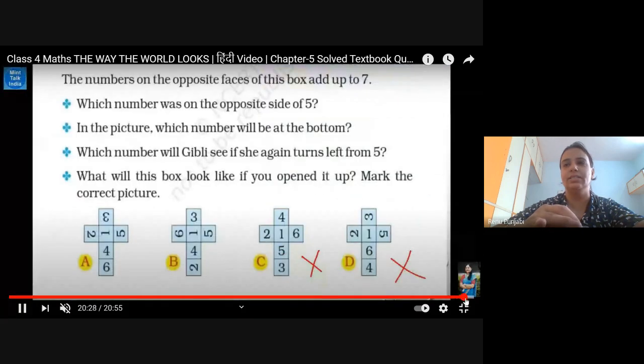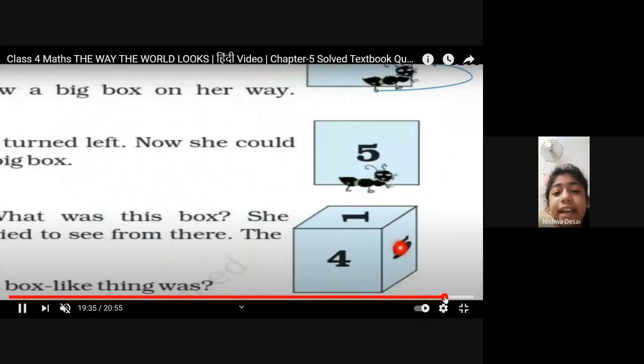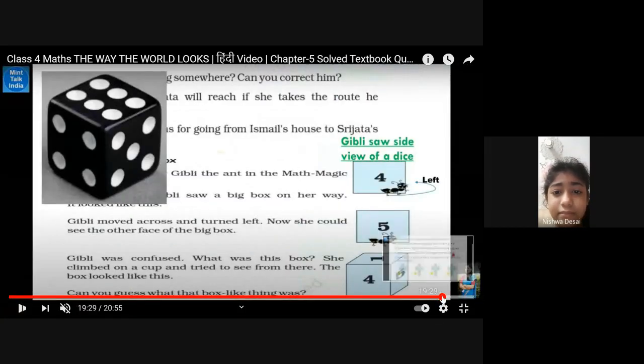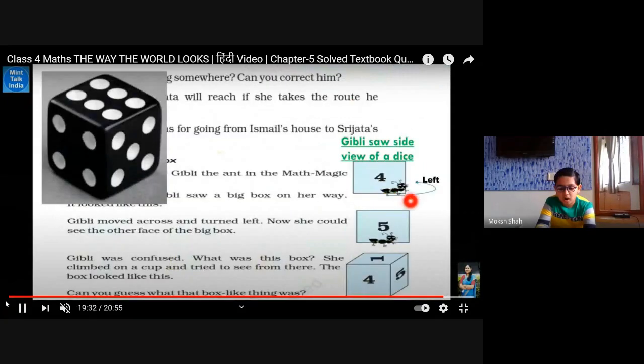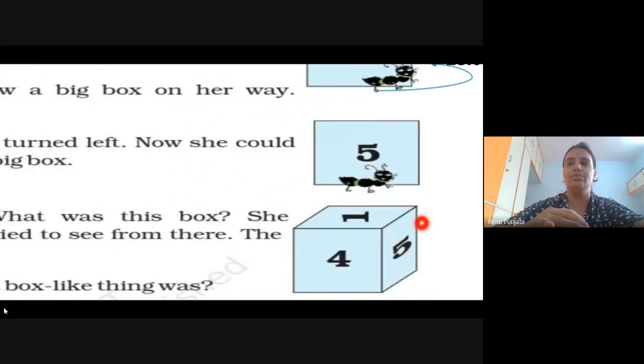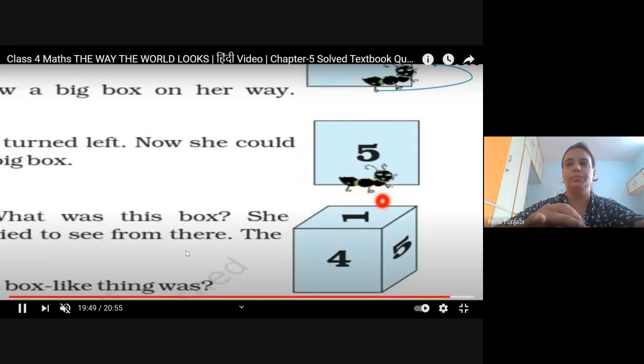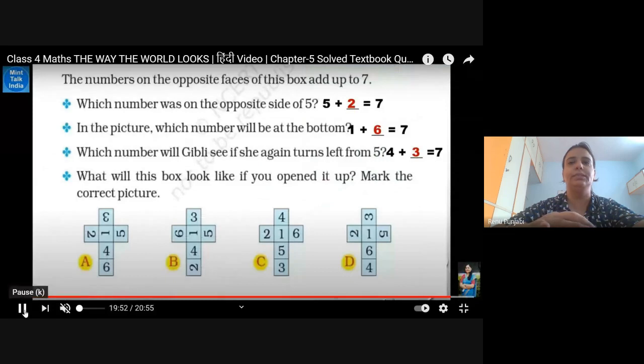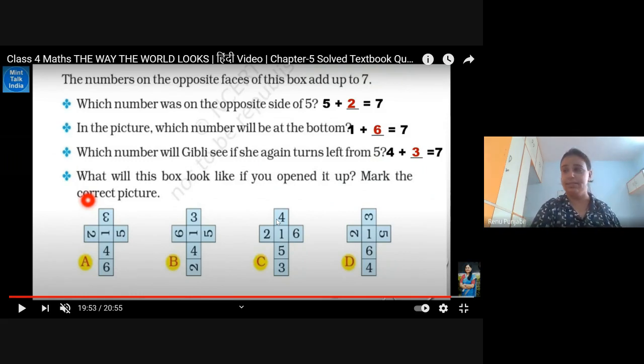Let me give you the answers. It is A. Ma'am, it will be 2. Wait a minute. If she is here and she is going to the left, so she will be able to see 4, right? You all are saying. So it will be 4 plus 3 will be 7, because she will be able to see the 4 and then the opposite of 4 will be 3. So 7.